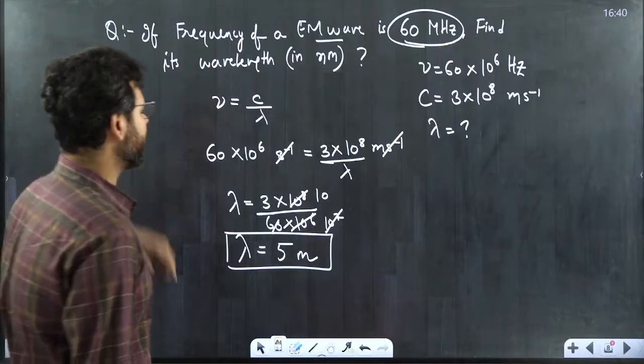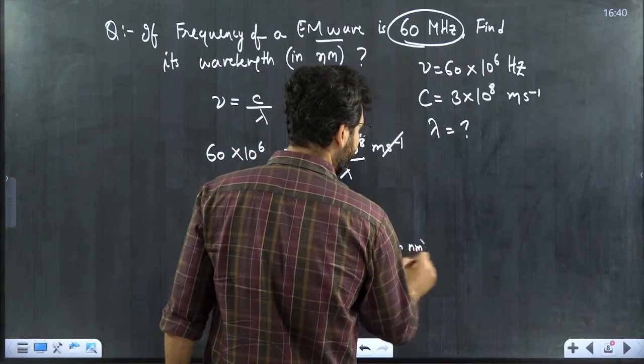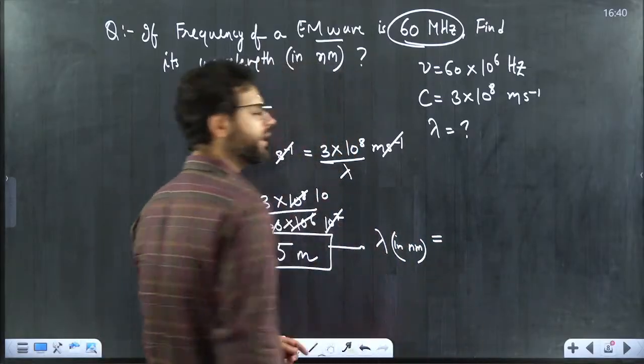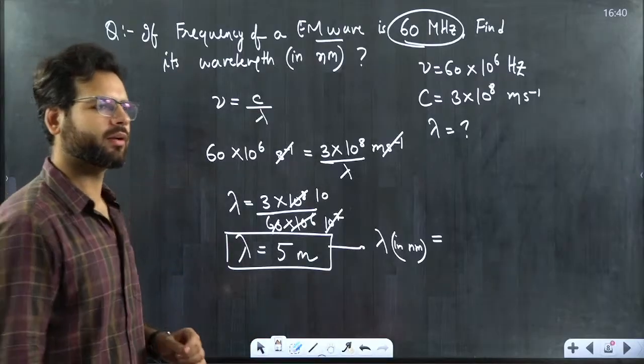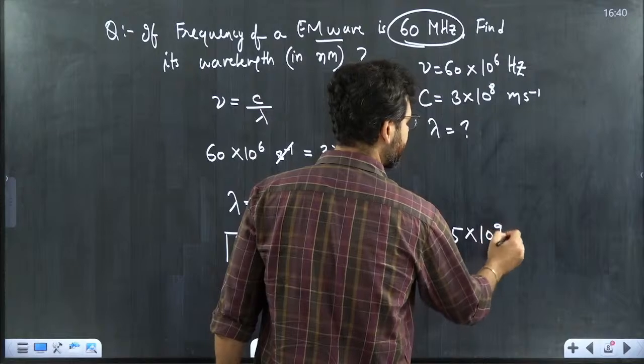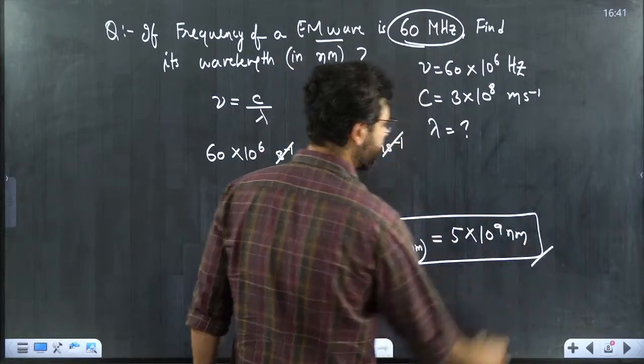And in nanometer, I have to find lambda in nanometer. Each meter is much bigger than a nanometer. 1 nanometer has 10 power minus 9 meter. So 1 meter will have 10 power plus 9 nanometer. So this is the answer.